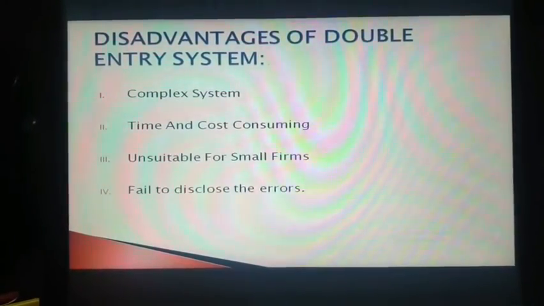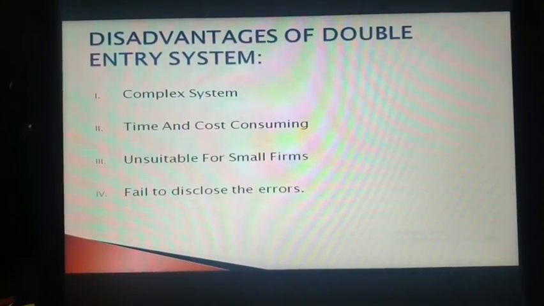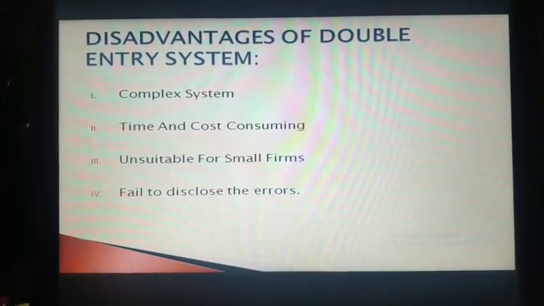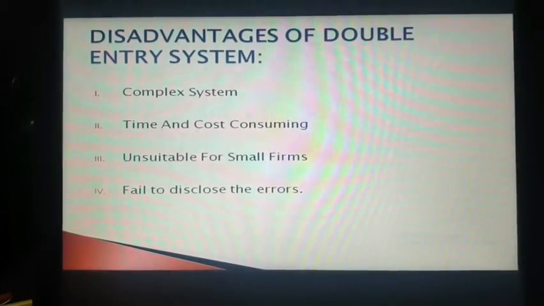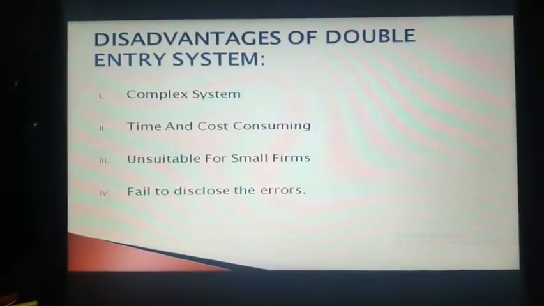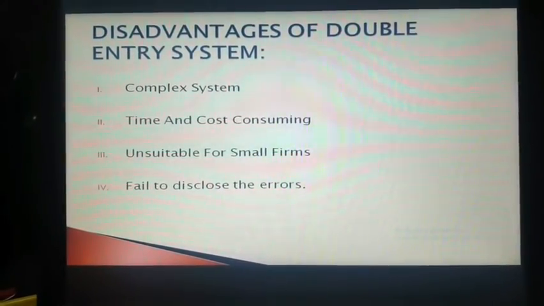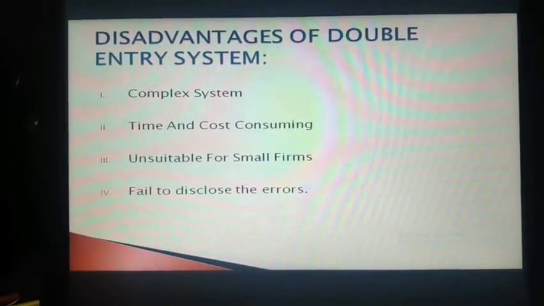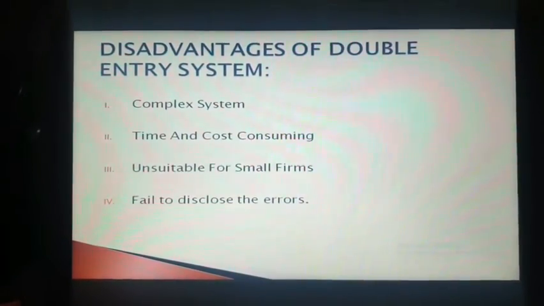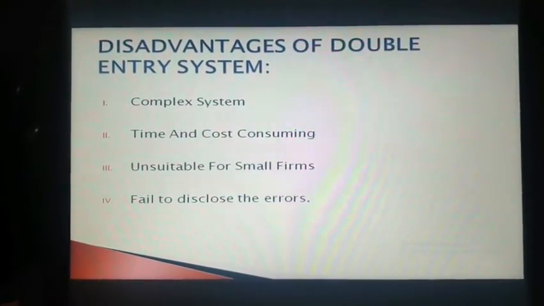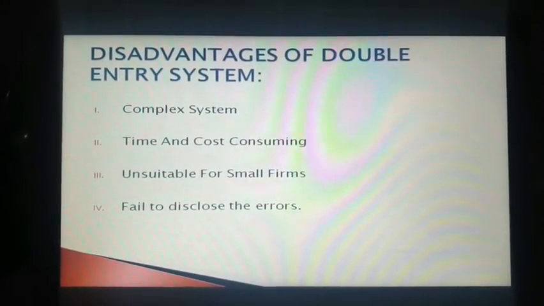And the fourth one is, as I already told you, that the double entry system helps us in preparing the trial balance. If the total of the trial balance has debit equal to credit, then it shows the arithmetical accuracy of the ledger accounts. But sometimes even if the trial balance agrees or totals, it fails to disclose certain errors. So these are the 4 disadvantages of the double entry system. Now, which kind of errors does the double entry system fail to disclose? In the next slide, we'll discuss the 4 types of error.